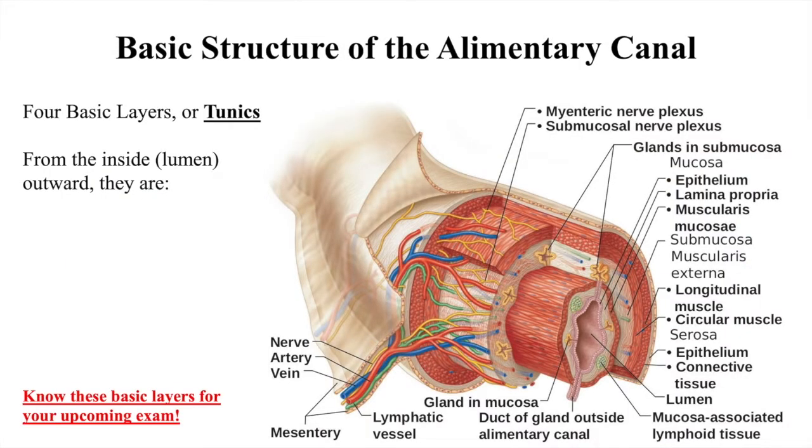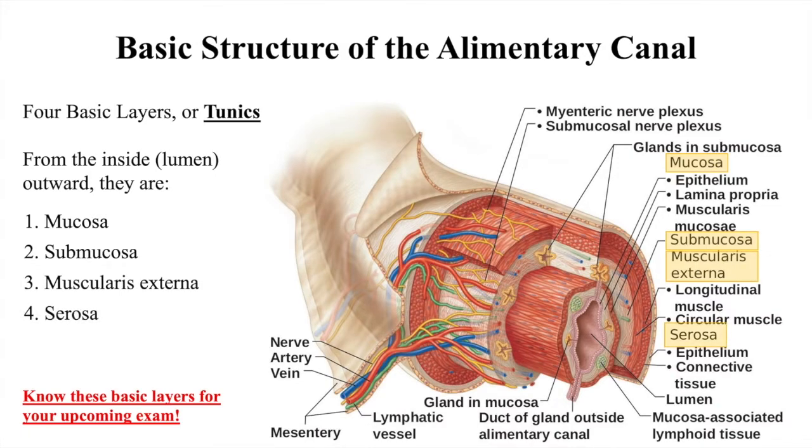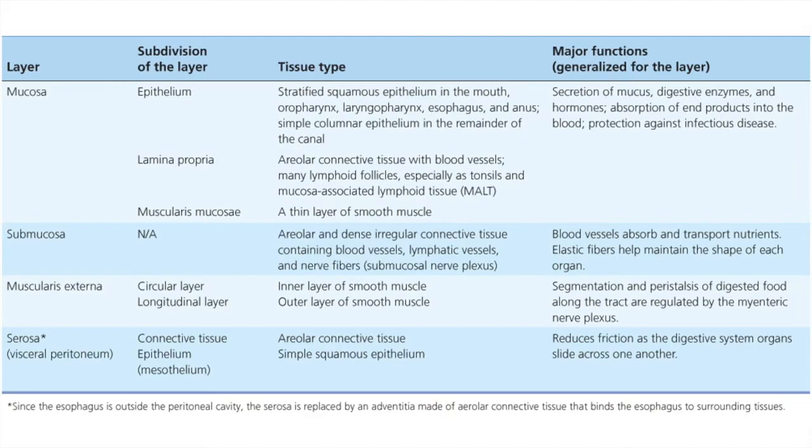The alimentary canal has four basic layers, or tunics. From the lumen outward, these are the mucosa, the submucosa, the muscularis externa, and the serosa. Each of these layers has a predominant tissue type and a specific function in the digestive process. The table in your lab book summarizes the characteristics of the layers of the wall of the alimentary canal.